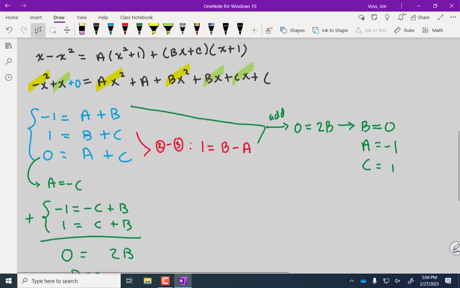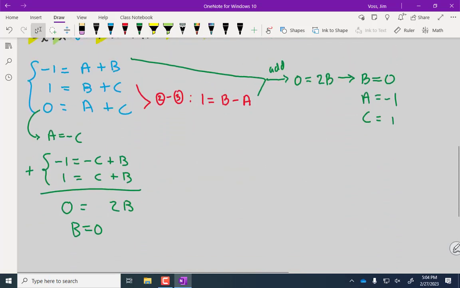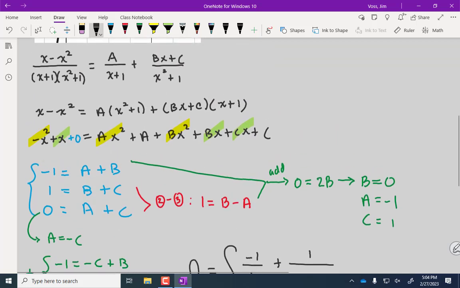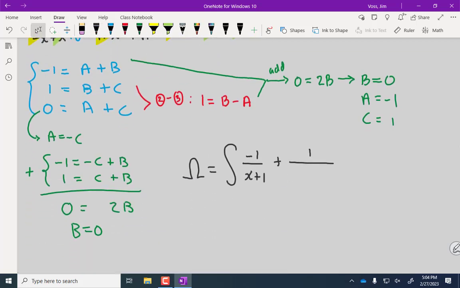Okay, A over X plus 1. So our integral, we're going to have A over X plus 1, and then we have bx plus c. So b is 0, so c over whatever that irreducible quadratic was, x squared plus 1. And our limits of integration were 0 to 1, I think. Negative natural log.